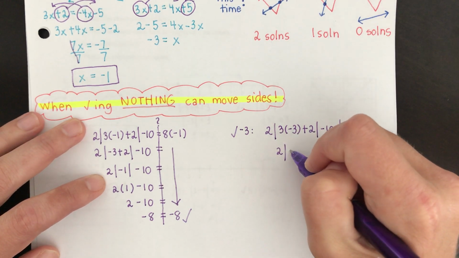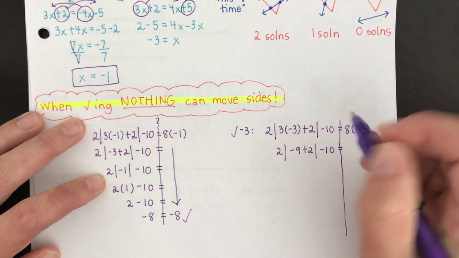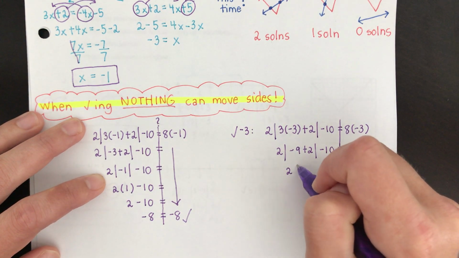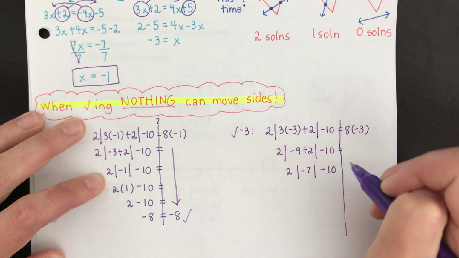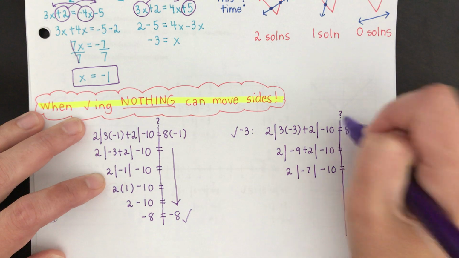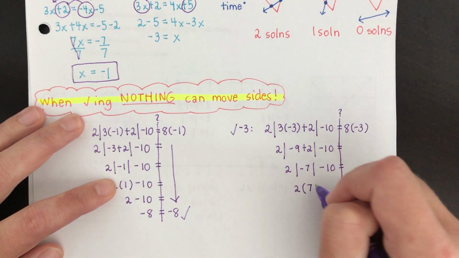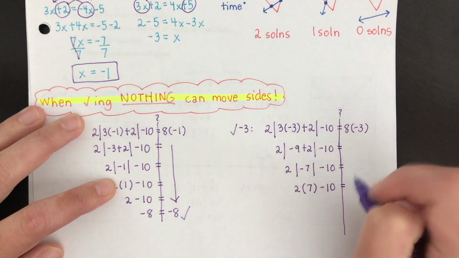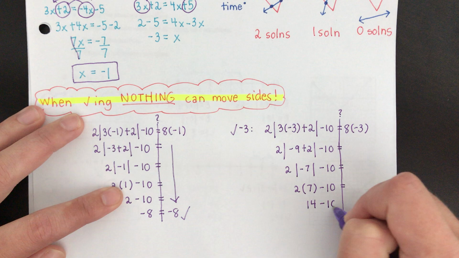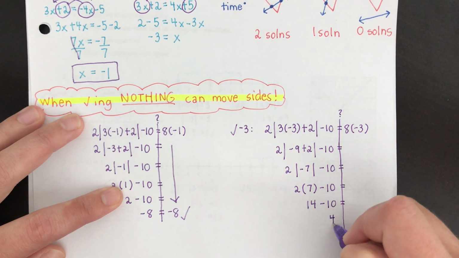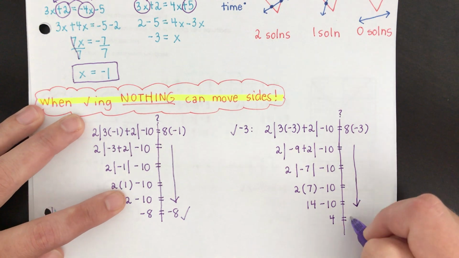So negative 9 plus 2. Drag down the minus 10. So negative 9 plus 2 is negative 7, right? And what's the absolute value of negative 7? It's positive 7. So now it can finally come out of the absolute value bars. So 2 times 7 is 14. 14 minus 10 is 4. Okay, 8 times negative 3, that's negative 24.